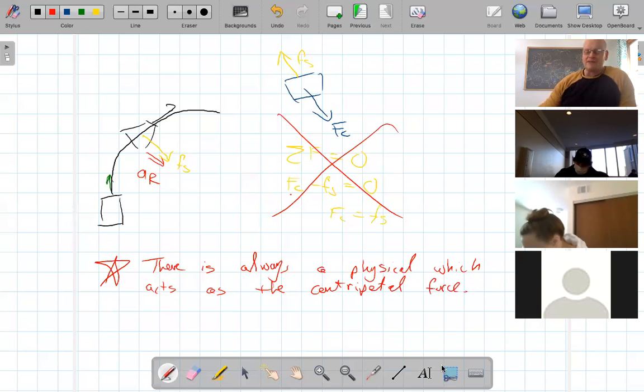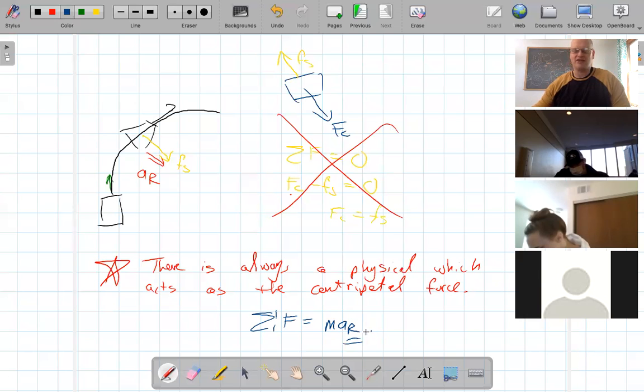After that, once we identify what the actual centripetal force is, the only thing we have to do, when we solve Newton's second law and do the sum of the forces, is simply replace the acceleration with the radial acceleration. That's it. This is the only difference. This is the only modification.